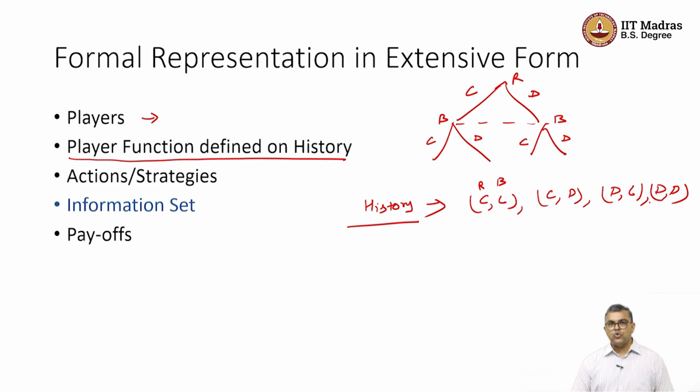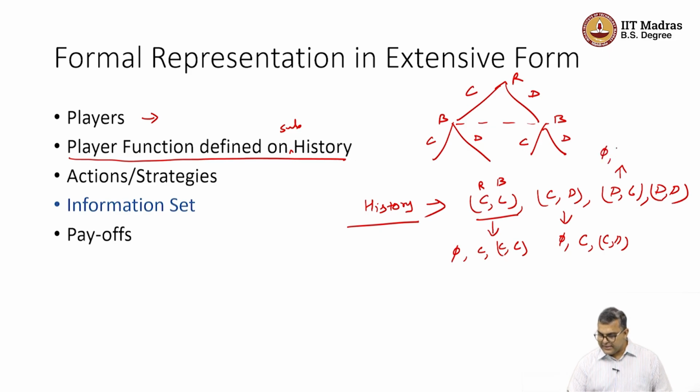Now what we can do from history, we can define something called sub-history, that is the subset of a history. So what would be the subset of this history? Phi. If we know the basics of set theory, an empty set is a subset of all the sets. Another is C and third is C comma C. Similarly here is phi, C, C comma D, and here we will have phi, D, D comma C, and here we will have phi, D and D comma D.